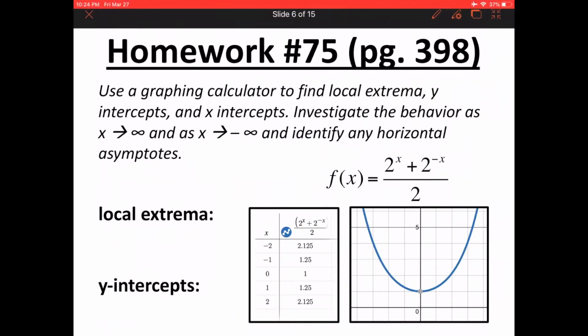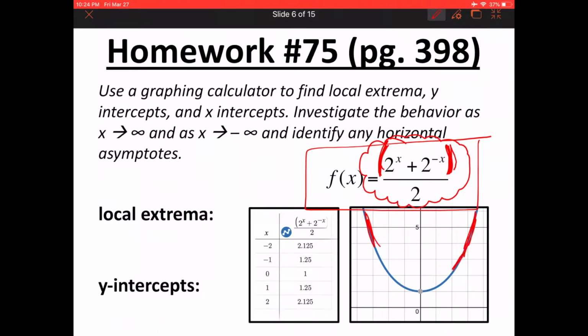Let's try a new one here. So for number 75, again, we're going to be looking for those extrema, the intercepts, and then any horizontal asymptotes. This is the equation that the book will give you. Please make sure when you graph this into your calculator, you need to put parentheses around that numerator. If you don't, the order of operations will be misread. So when you enter this into y equals, make sure you have those parentheses around the numerator. And when you graph that, you will get this blue curve that we have down here that I already graphed for you guys.